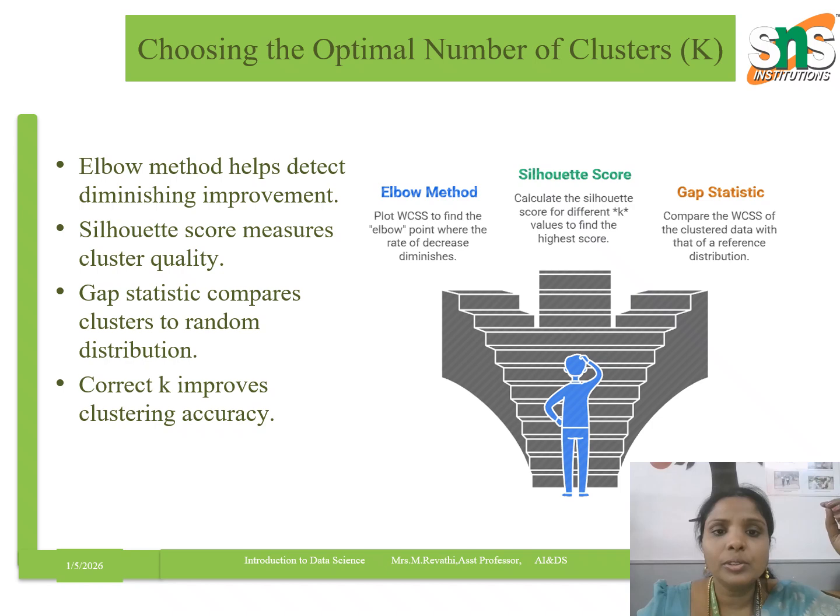Next, we see choosing the optimal number of clusters. Choosing the right value of K is very important. The elbow method helps us identify the point where adding more clusters does not give much improvement. The silhouette score measures how well each data point fits within its cluster. The gap statistic compares actual clustering with random data. Selecting the correct K improves accuracy and interpretation.